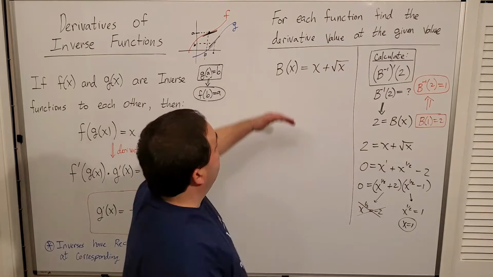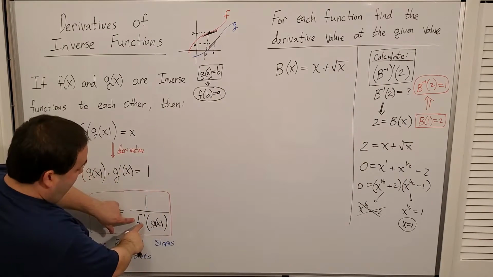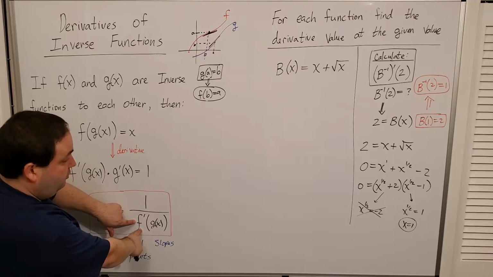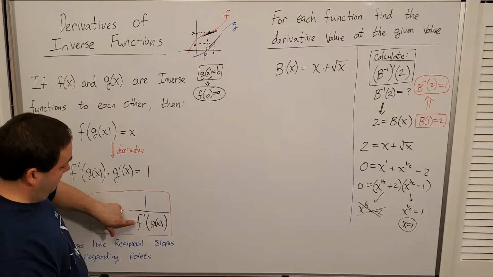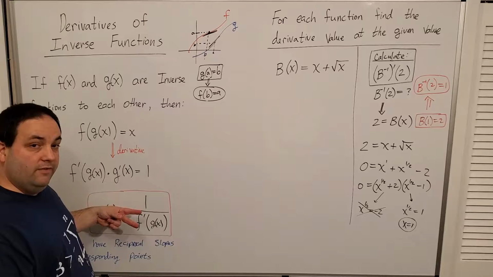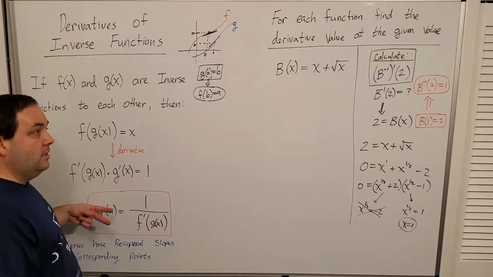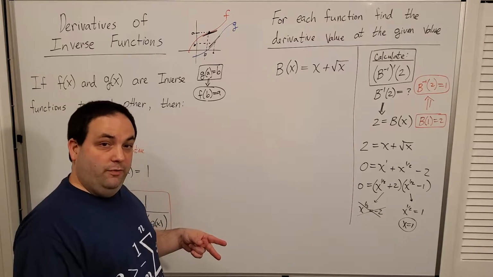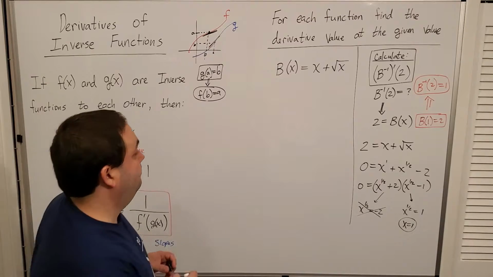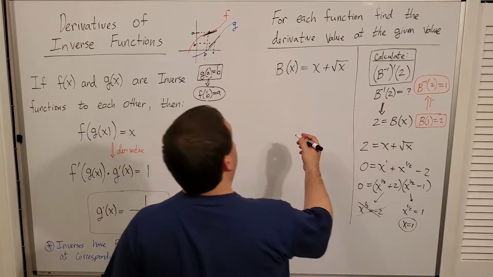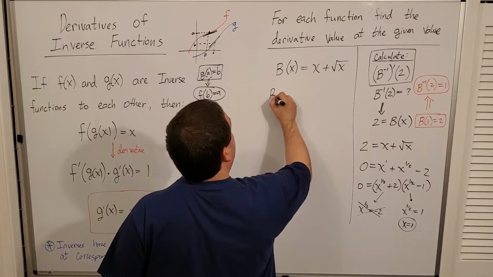So now what I need to do is take the derivative of the original function. I'll take the derivative of b, and then I'm going to take the reciprocal of it, and plug in the appropriate value for that. All right, so I'm going to do my derivative.